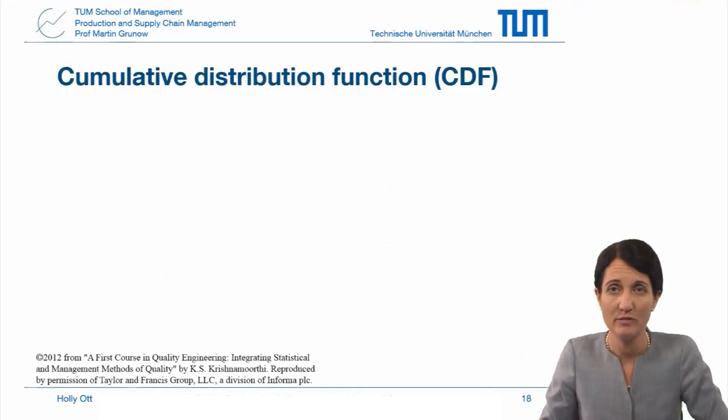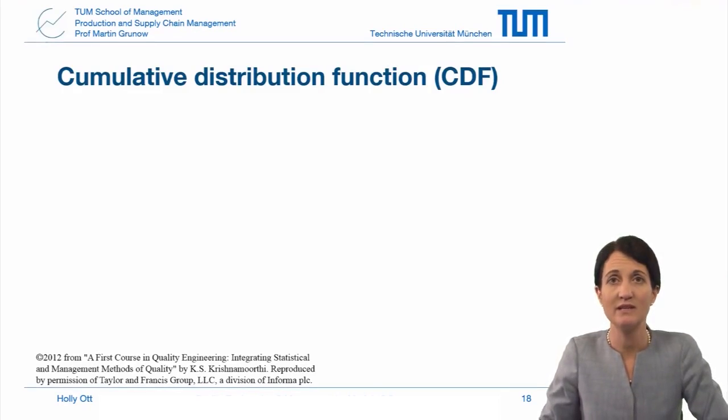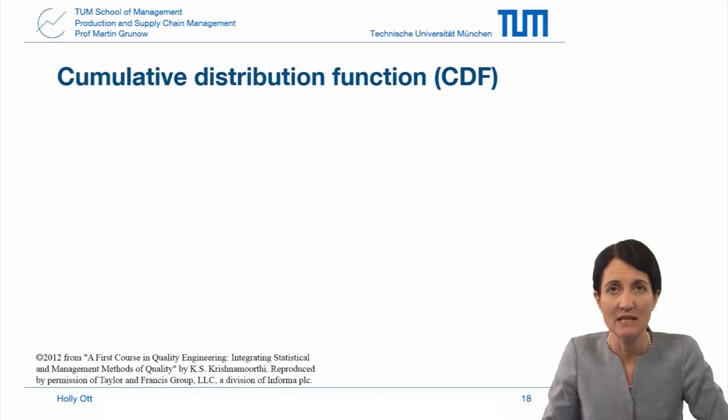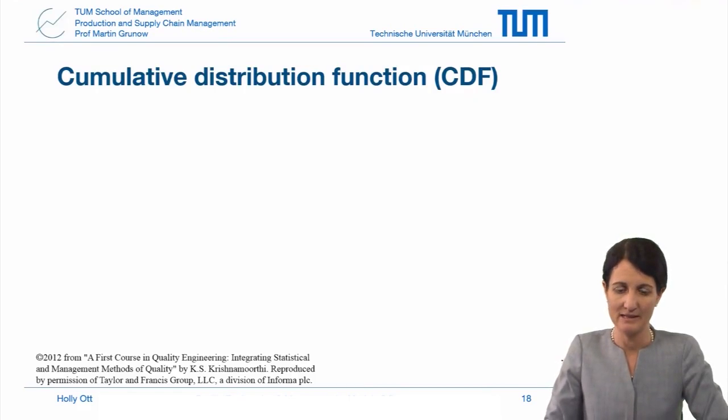So the last term that we need to understand, though, is the cumulative distribution function. When we use mathematical models to describe populations, it's often very convenient to have the cumulative distribution function, or CDF. And this is represented by a capital F of x. The CDF for any x gives the probability that the random variable takes values starting from the lowest possible value up to and including the given value of x.